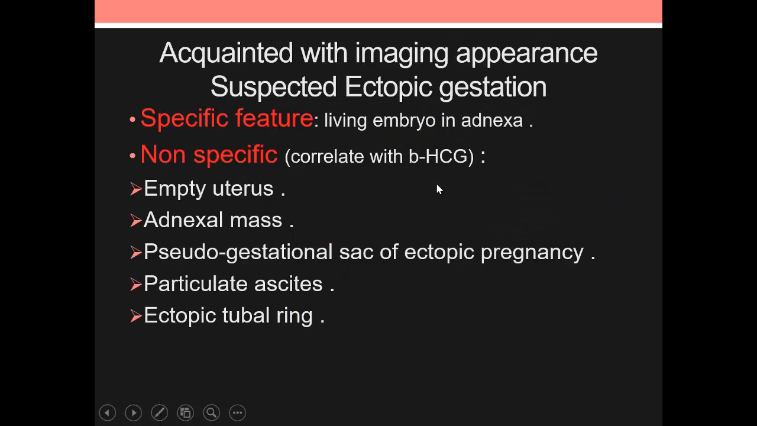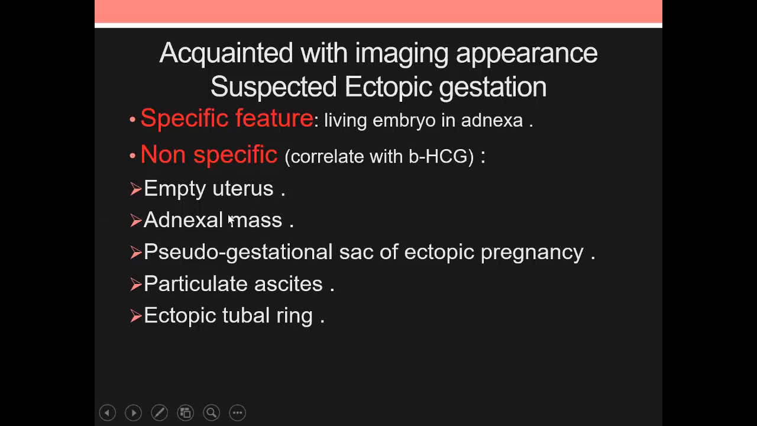Be acquainted with the imaging appearance. How to suspect ectopic pregnancy? We have specific features for ectopic pregnancy, that we can find a living embryo in the adnexal region. And there are non-specific features, and these non-specific features must be correlated with the beta HCG level. Like when we find an empty uterus. An empty uterus means that either the pregnancy is expelled or there is an ectopic present and we could not see it. So we must correlate with the beta HCG level.